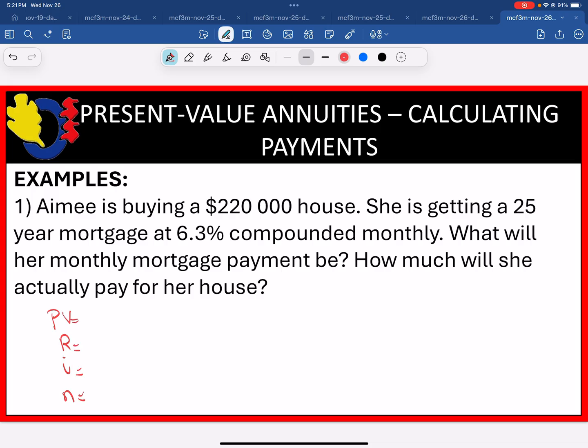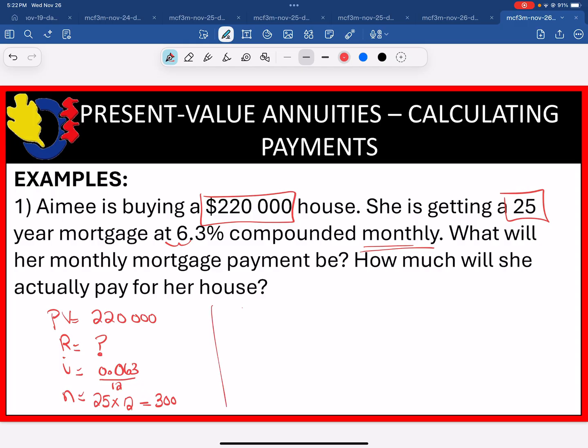And so this time we know what the present value is. It's $220,000 for this house. We need to figure out the regular payment. Interest rate is 0.063. Remember, divide that by 100. So in other words, we're moving the decimal 2 places to the left. And compounded monthly, so divide that by 12. The number of payments, so if we have a 25-year mortgage, that's 25 times 12 payments a year for a total of 300 payments.